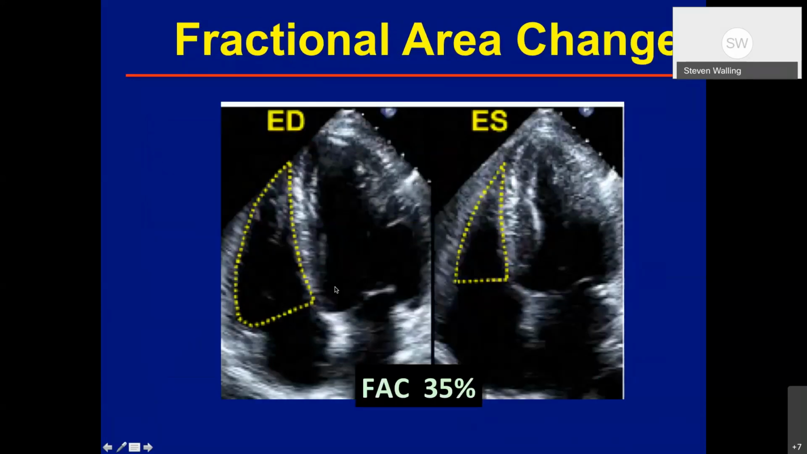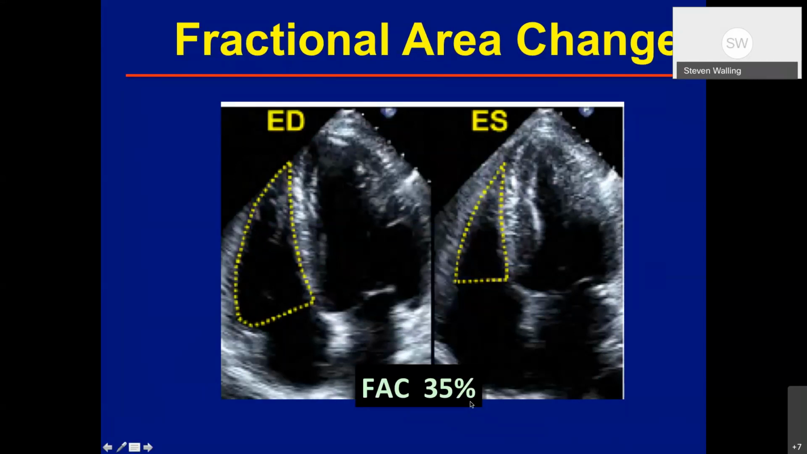So this is the fractional area change. It's very similar to what we do for the LV. Of course, the LV is more sophisticated and gives us the real EF, but this is only 2D. It uses the same formula, with end of diastole and end of systole sizes. And the normal number is 35%.